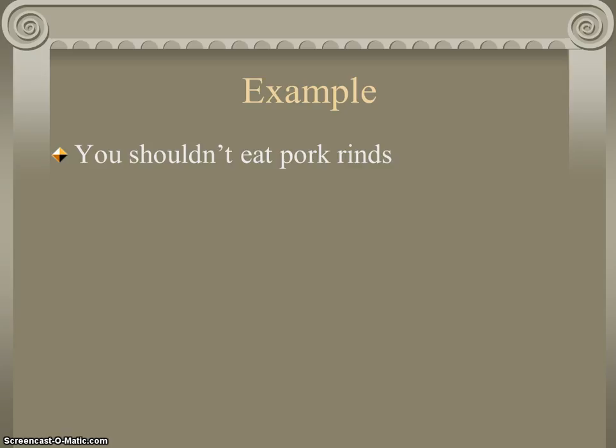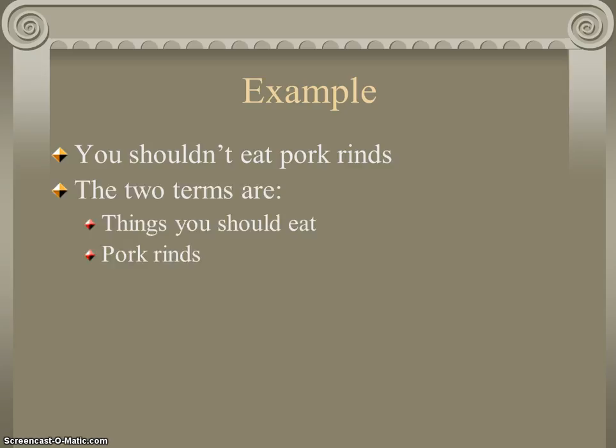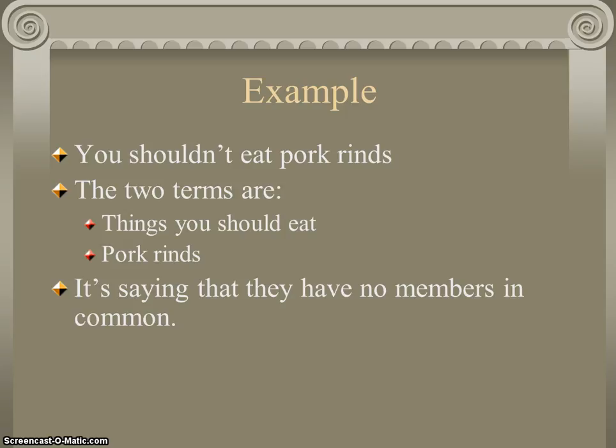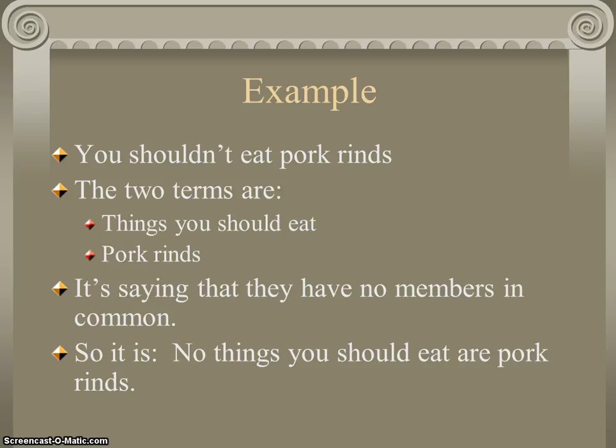Let's say the example is you shouldn't eat pork rinds. Okay, we have two terms. The first term is things that you should eat, and secondly, we have pork rinds. So it's saying that they have no members in common. You should not eat pork rinds. So we're saying no things you should eat are pork rinds. In other words, you shouldn't eat pork rinds.